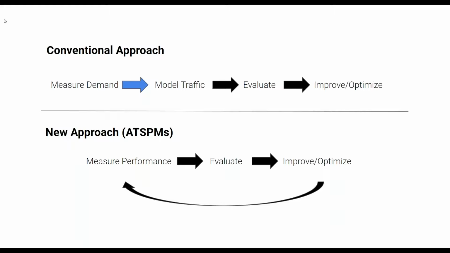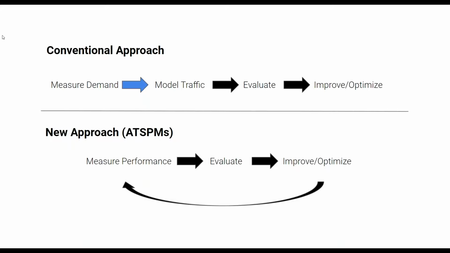And so when ATSPMs came along, they really did prove to be this fundamental shift in traffic operations. It's a testament to IoT technology and investments into sensor technology, where we went from having this very linear, elongated approach to measuring demand, modeling traffic, evaluating, and then improving performance, to having a much more cyclical, iterative approach where we had constant data coming in that we could use to tweak changes within our traffic network.